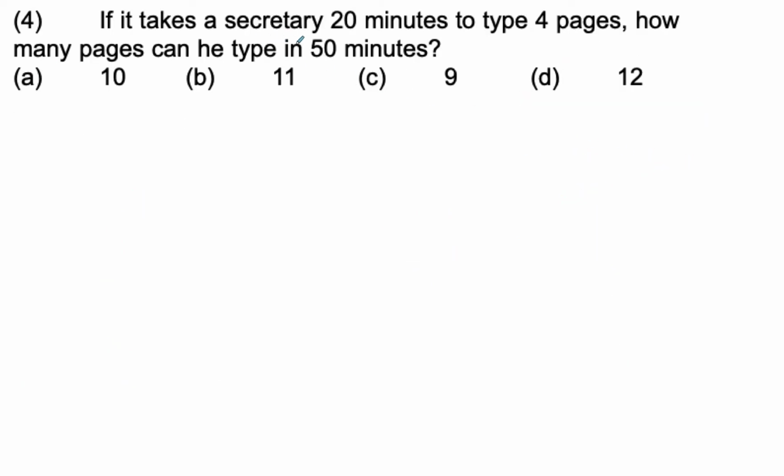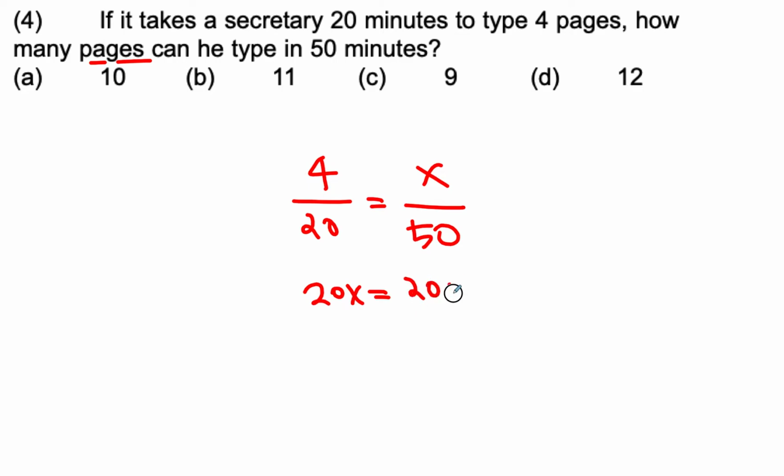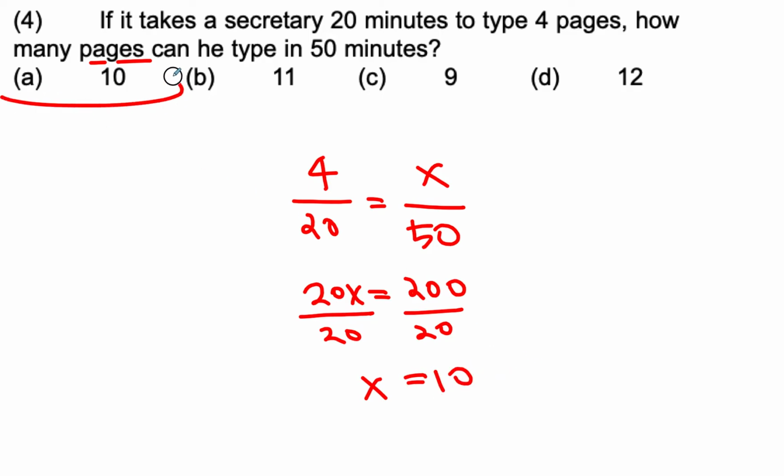Number 4, if it takes a secretary 20 minutes to type 4 pages, how many pages can he type in 50 minutes? This is basically a proportion question. The more time you have, the more pages you can type. So 4 pages for 20 minutes, x pages for 50 minutes. I can multiply across, so we get 20x equals 200. We divide by 20, x equals 10. So our answer should be 10 pages.